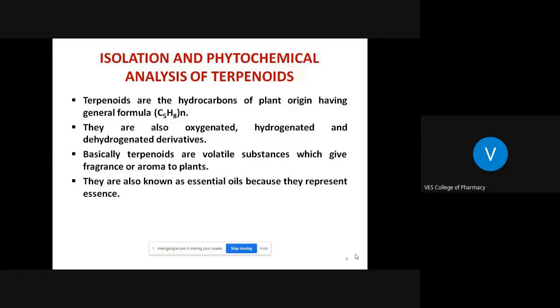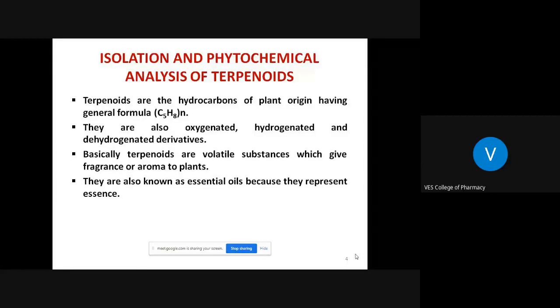These terpenoids are either oxygenated, hydrogenated, or dehydrogenated derivatives. Basically, terpenoids are volatile substances which give fragrance or aroma to the plants. They have got very good aroma or fragrance, and usually it is used in the perfumery industry. Terpenoids are also called essential oil. Why? Because they represent essence. Mostly, the drugs containing terpenoids are also called aromatic oils.